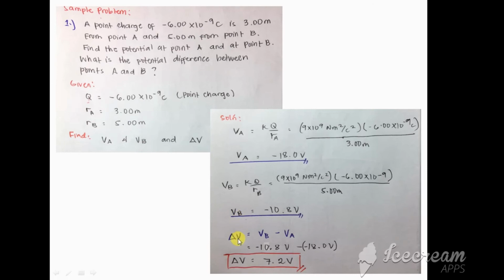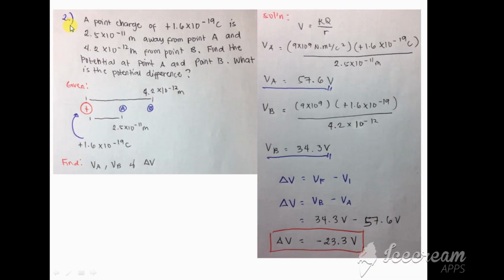Now we have the electric potential of A and B. Now we can compute the electric potential difference of point A and B. Using the formula, electric potential difference is equal to the final position, which is the potential B, minus the potential A. So it is equal to -10.8 volts minus -18.0 volts, giving us a final value of 7.2 volts. Now this is their difference. The electric potential difference of point A and B is equal to 7.2 volts.